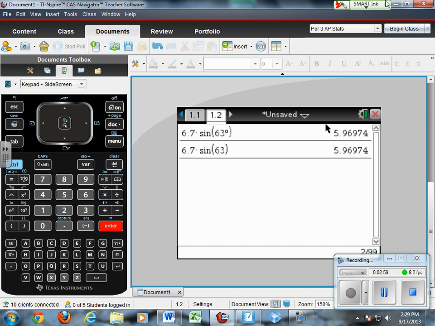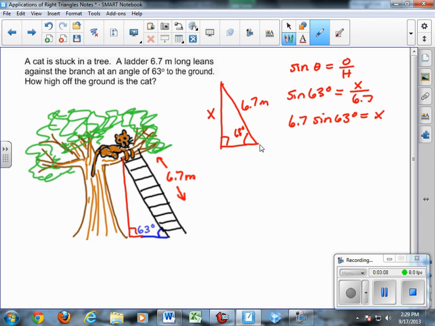And the answer then would be 5.969 meters, since we're in meters here. So the height of the ladder is 5.969. And typically in a story problem, I'm not going to go beyond the number of significant digits in the given information. So I'm going to round this to one decimal place, 2 significant digits. That would round to about 6 meters.